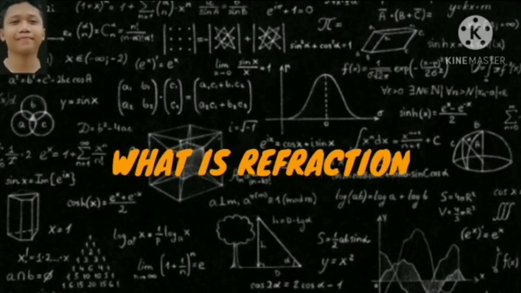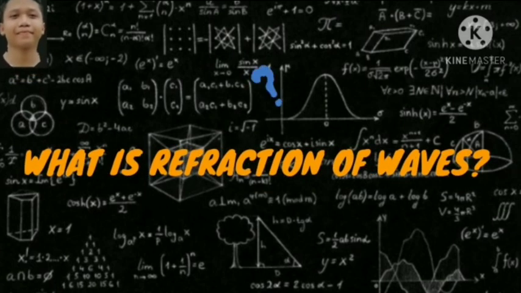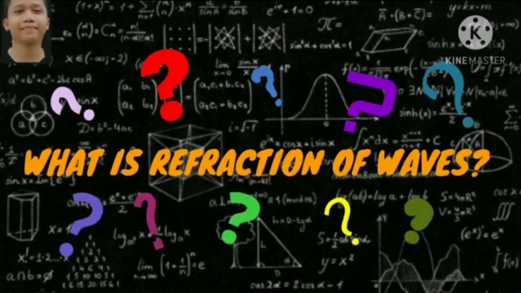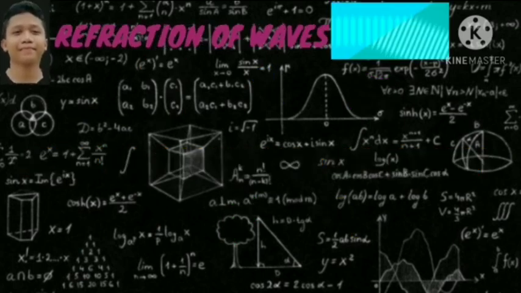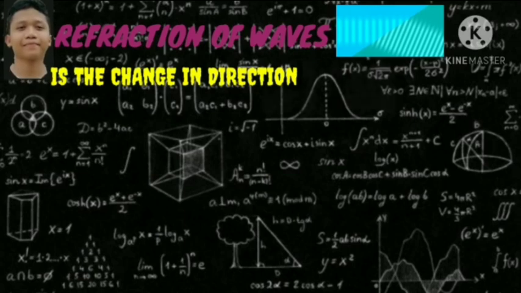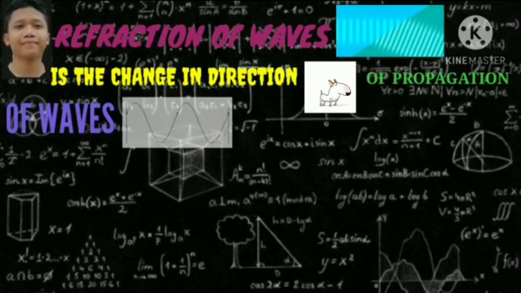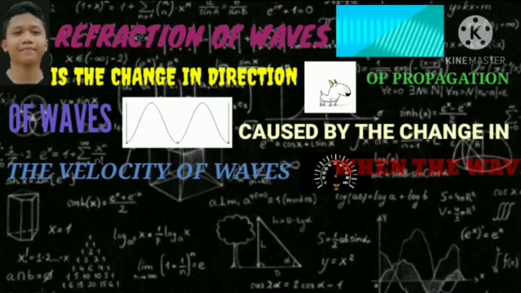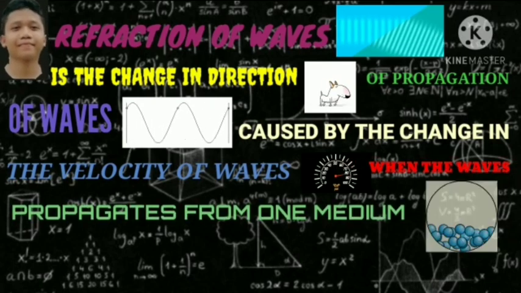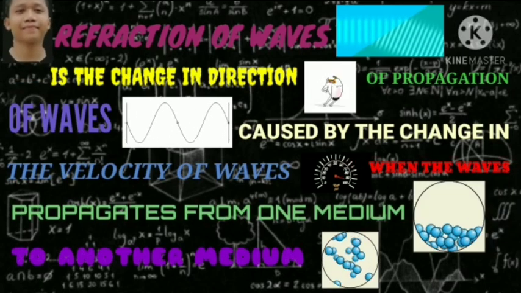What is refraction of wave? Refraction of wave is the change in direction of propagation of waves caused by the change in the velocity of waves when the wave propagates from one medium to another medium.